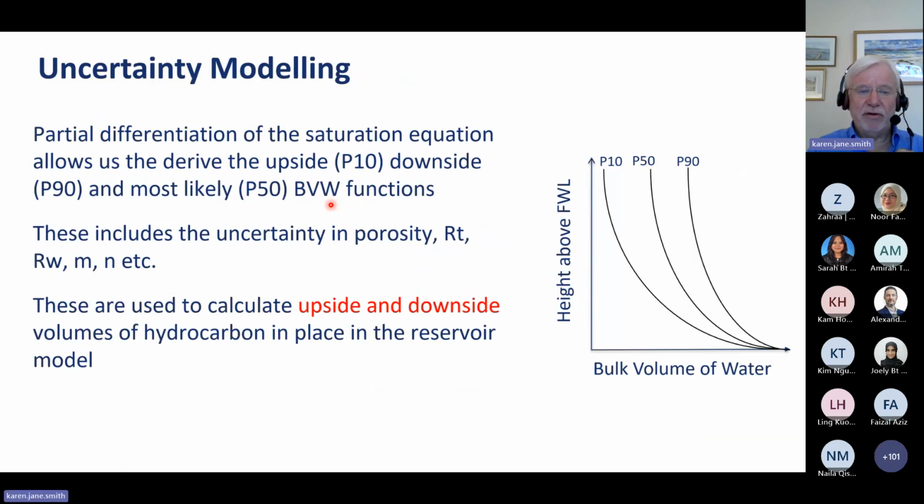And also, the BVW function is very useful for uncertainty modeling because you can calculate a P50 case, a most likely function, but you can also calculate an upside and a downside function by partial differentiation of the saturation equation. And there's more information on this in the paper. Now, this is important because you can give to the reservoir modeler 3 SW functions. They can calculate 3 different hydrocarbons in place for the reservoir, which the client is very happy to know, the uncertainty on the reservoir. So, last slide, the conclusions.